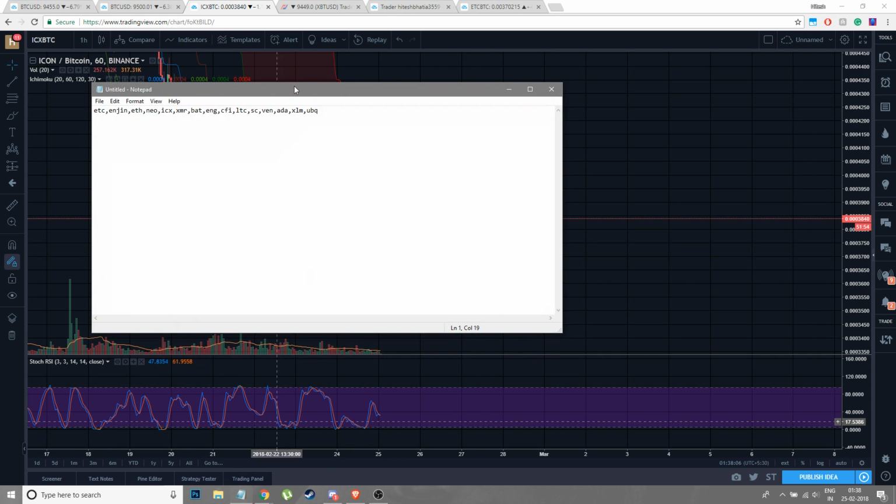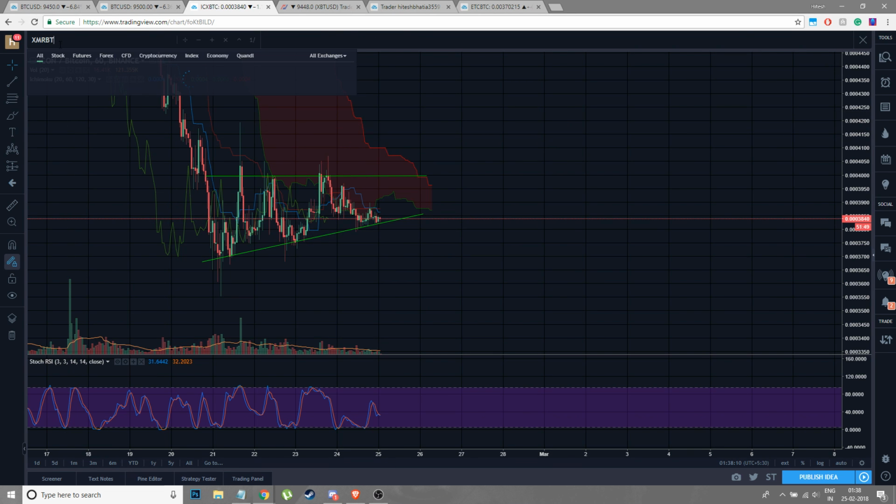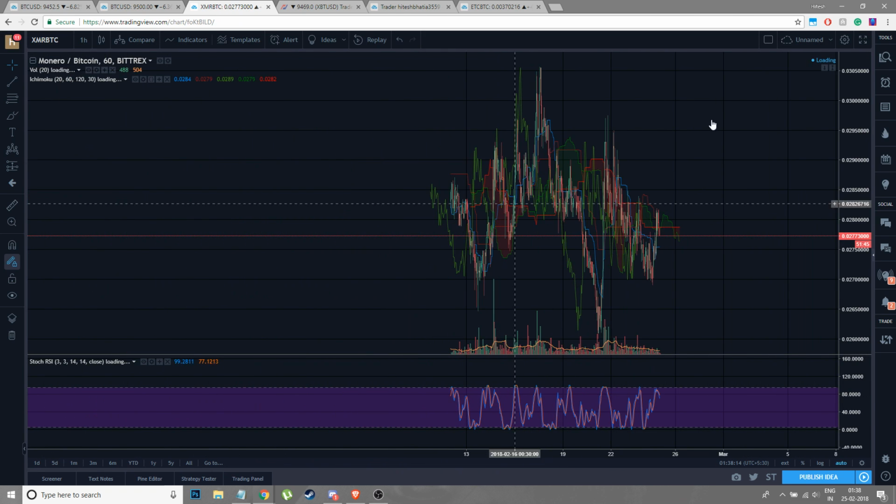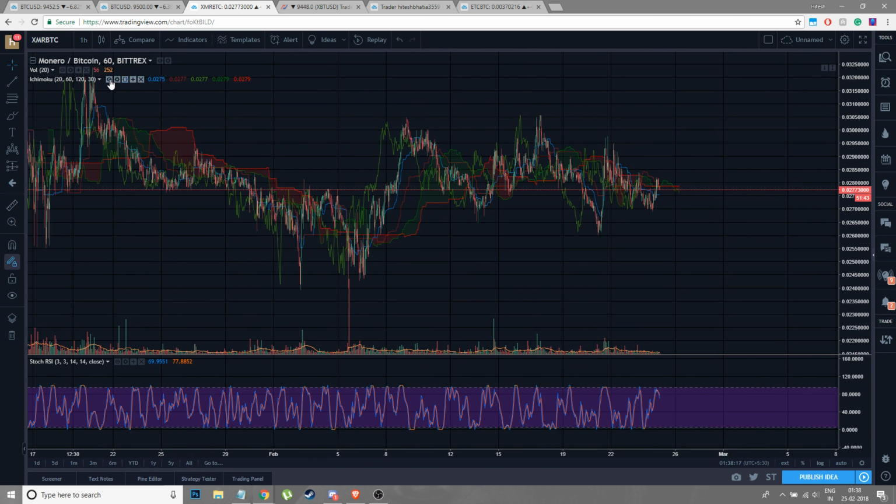The next coin is Monero, XMR. Kind of a bit of a scam coin, somewhat, I think. It's also having a fork. When is the fork?